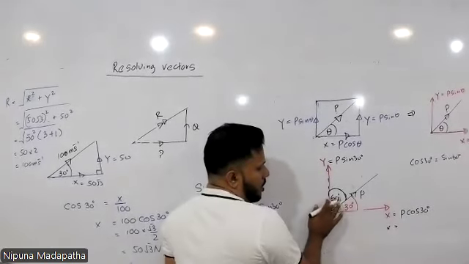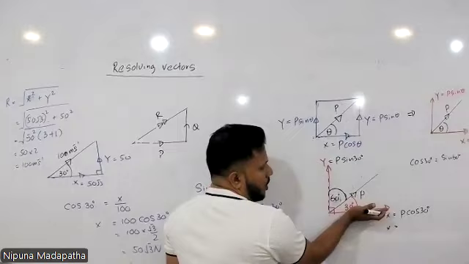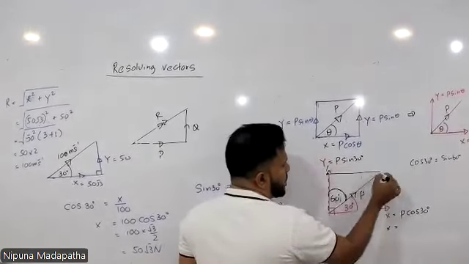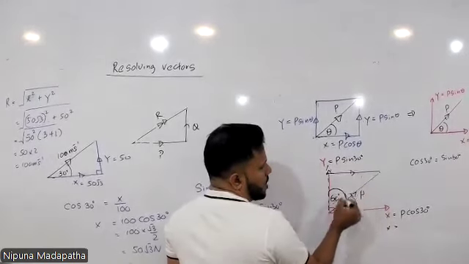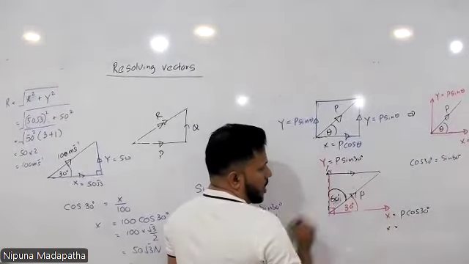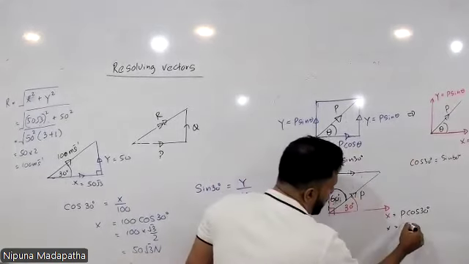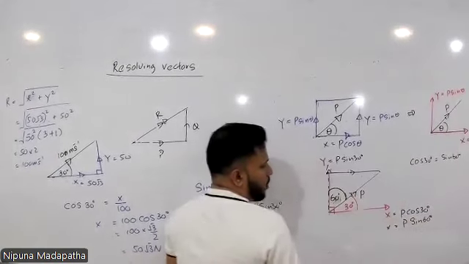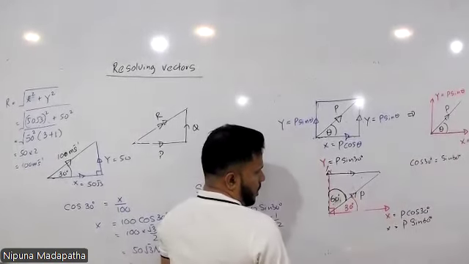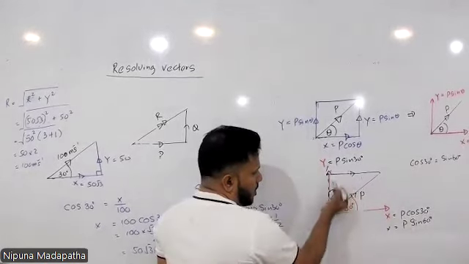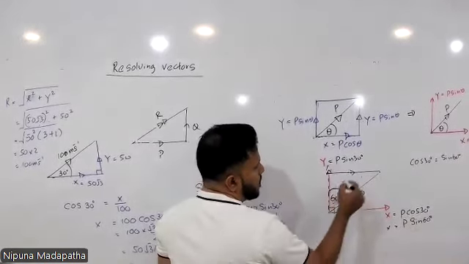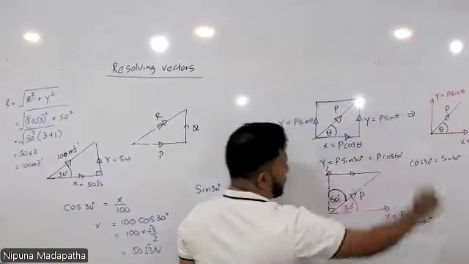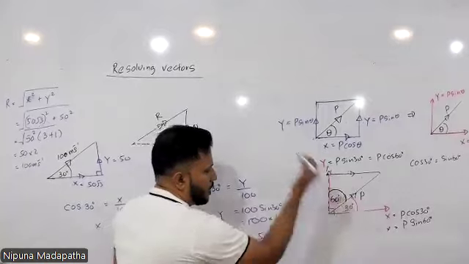This is the opposite side of this angle, and the opposite side is the sine only. So you can write this in terms of sine 60, P sine 60. You can write this vertical component in terms of cosine. This is also equal to P cos 60, if we take this angle.